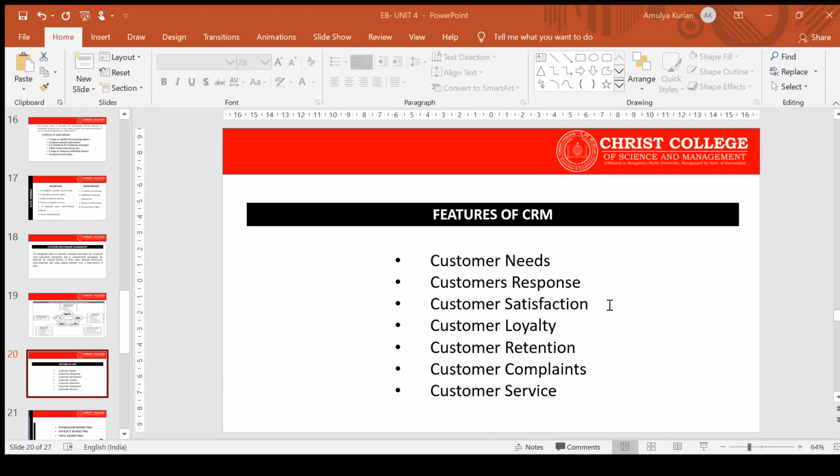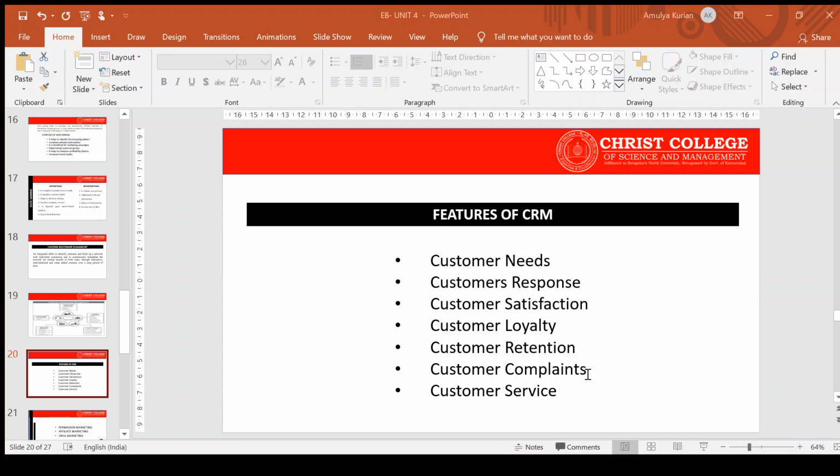Second one is customer response. It is the reaction by the organization to the queries and activities of customers. Anything which is coming from the customers must be taken seriously, and it should be responded to in a very quick and effective manner. Customer satisfaction, it is a measure of how the needs and responses are collaborated and delivered to exceed customer expectations. And there is customer loyalty.